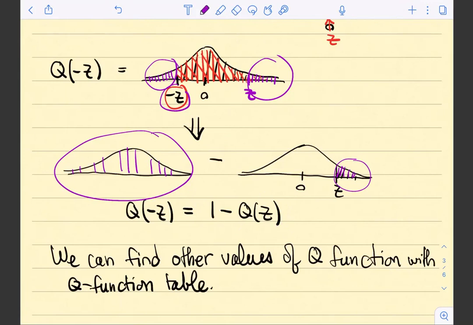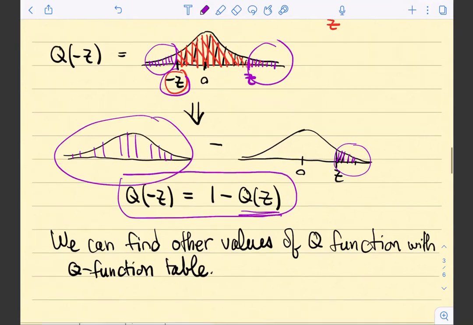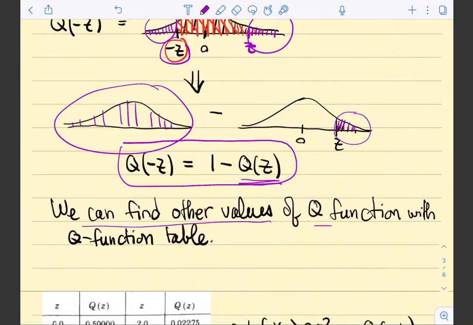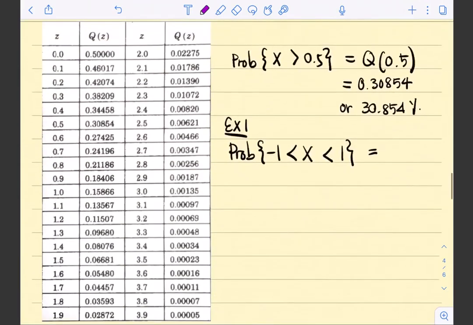So if you have Q of a negative number, you can use Q of the positive input to find that. I mention this property because we're going to use a table, and the table of Q functions only gives positive z. So we can find other values of the Q function with the Q function table. Let's look at what the table looks like. This is very convenient, so you don't have to do the integrations. You see, here's the z value.